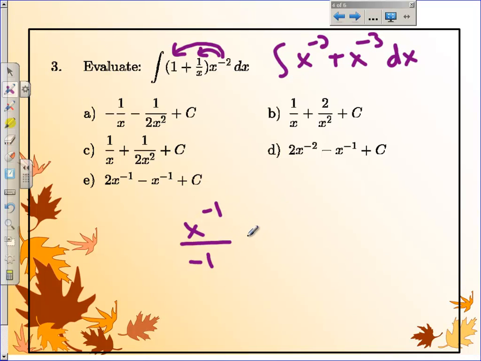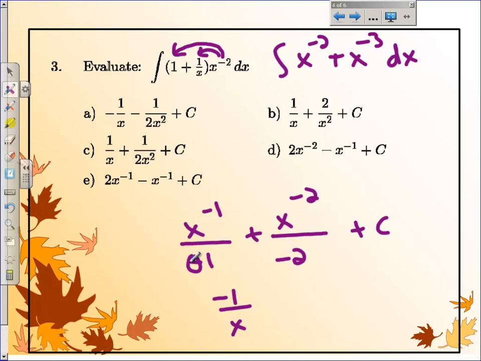And then the next one is going to be add 1 to negative 3, you get negative 2, and then divide by that. And then we're going to put a plus c here. Now, we notice that there are some negative exponents, but they don't match what we have, so let's simplify. X to the negative 1 can drop down to the bottom, so that's negative 1 over x.